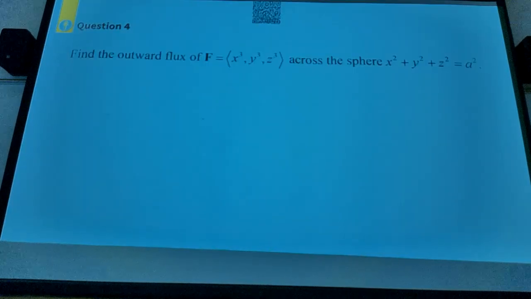Right, so we're finishing up with the divergence theorem, and that's it for today. Find the outward flux of the field x cubed, y cubed, z cubed across a sphere of radius a. We're dealing with a sphere, which is a closed surface.